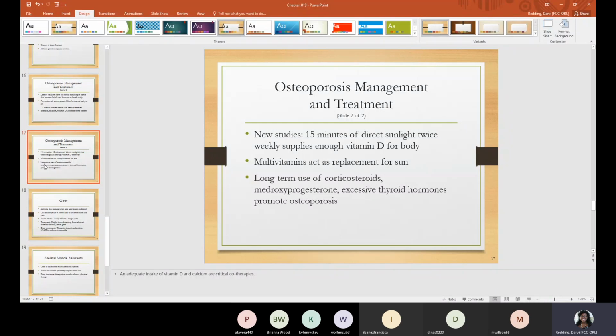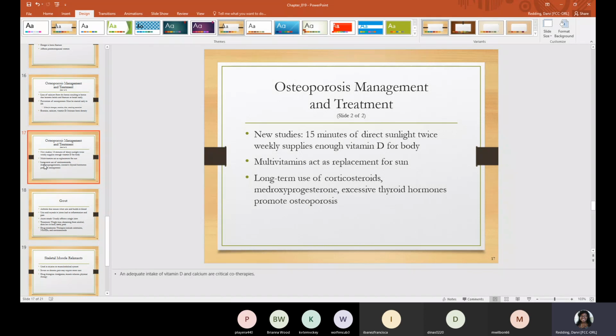Multivitamins also act as a replacement for the sun if someone's not able to go outside. For long-term use of corticosteroids, medroxyprogesterone, or excessive thyroid hormones, they also promote osteoporosis. And so an adequate intake of vitamin D and calcium are critical therapies because it's going to help in the prevention of osteoporosis and also some of the symptoms.